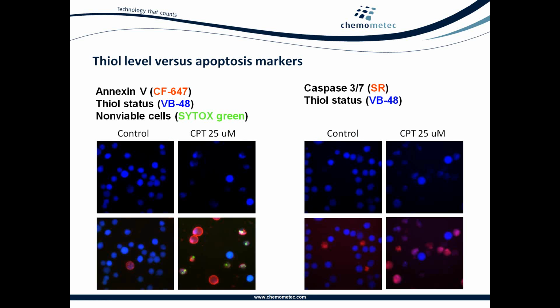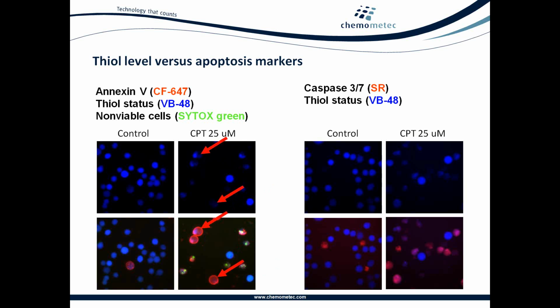If we look at a study done by Mette Skinnersø, a former employee at Chemometec, she looked at the correlation between the VB48 and other known apoptotic markers, annexin 5 and caspase 3/7. On the left side, we have control and camptothecin treated cells, where you see very clearly some high intensity VB48 cells, marked with the arrow, and at the same time they do not present phosphatidylserine on the surface and don't bind the annexin 5.